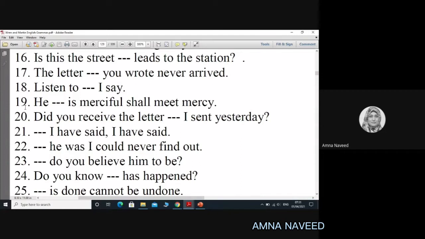So let's have a look at sentence number 21. Dash, I have said, I have said. So can it be who, whom, what? Yes, this is what. What I have said, I have said. Very good, very good.